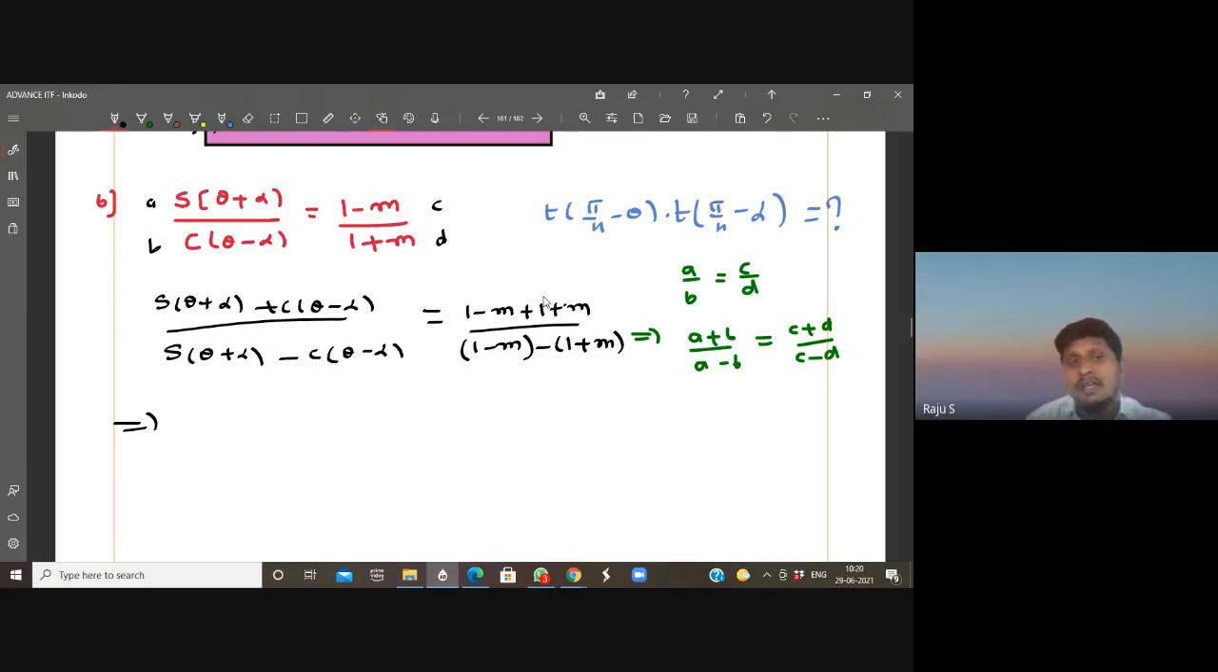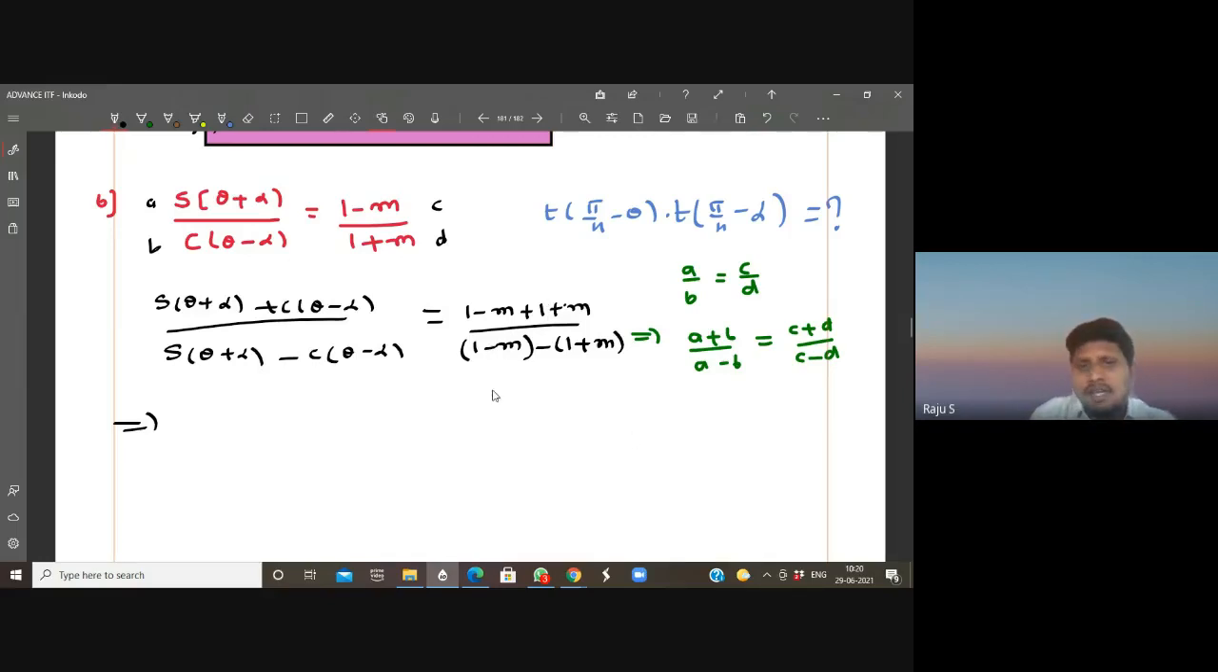Okay. Sin theta cos alpha plus cos theta sin alpha. Next we are going to get cos theta cos alpha minus sin theta sin alpha. Is any value going to be cancelled? No, sir. So we should get the LHS.